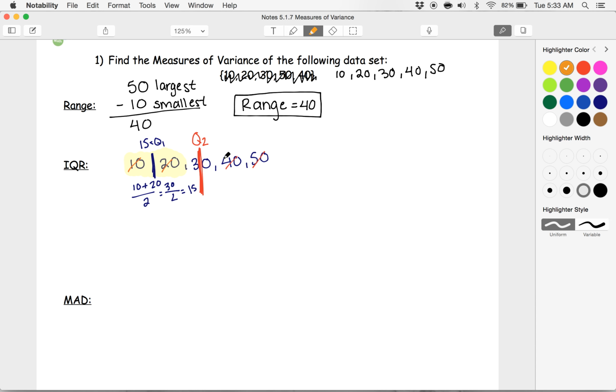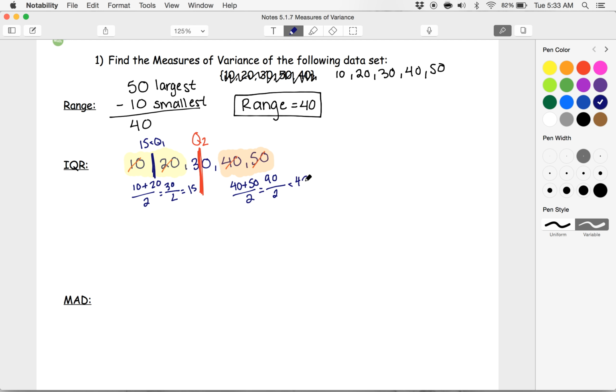Now I'm going to do the same thing with the other side. I have a 40 and a 50. I need to find the middle between these two, so I'm going to add them and divide by 2. This gives me 90 over 2. Looks like that gives me 45. So right here, 45 equals quartile 3.